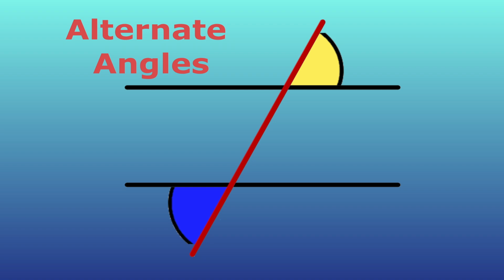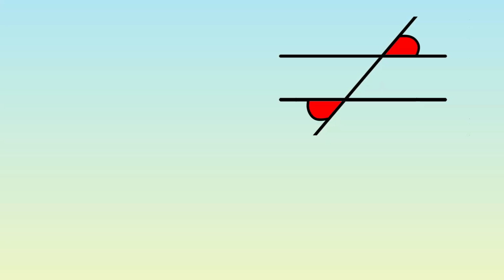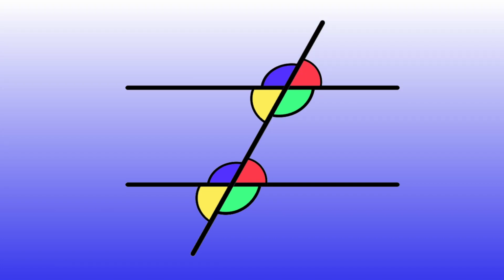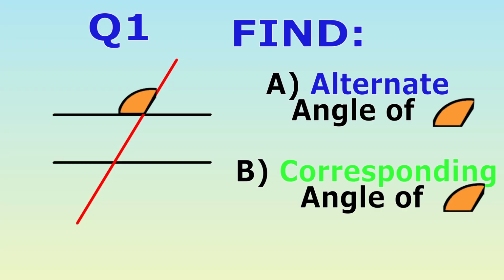The other three alternate pairs are as follows. So, there you have it. That's how you find alternate and corresponding angles. Now, let's try a few questions to see if you've understood the basics.